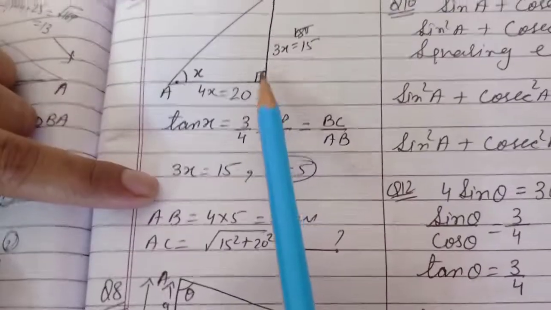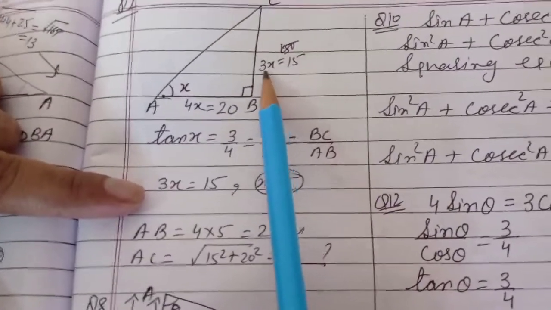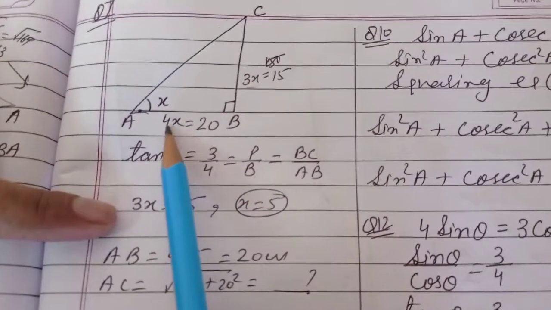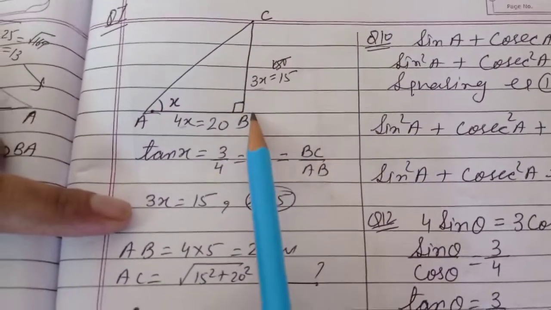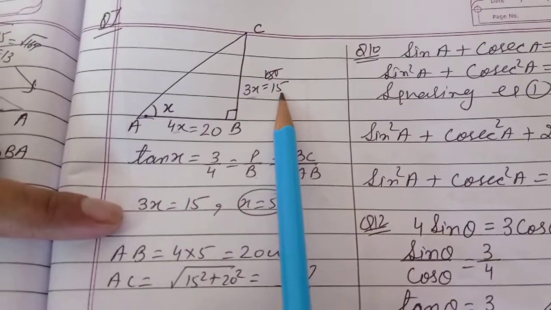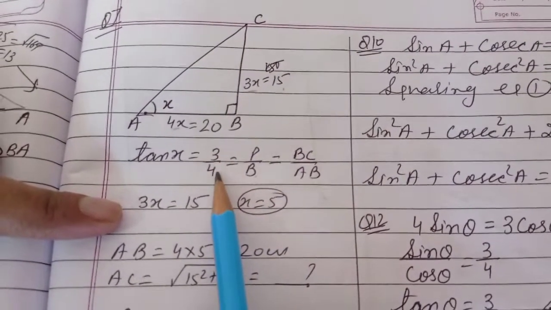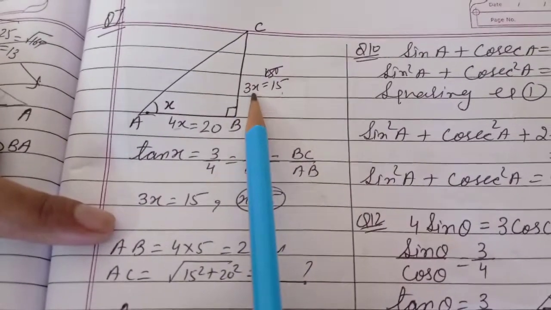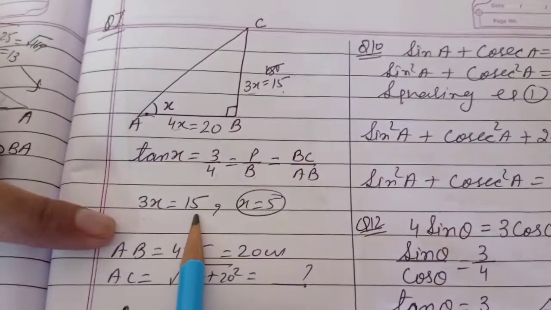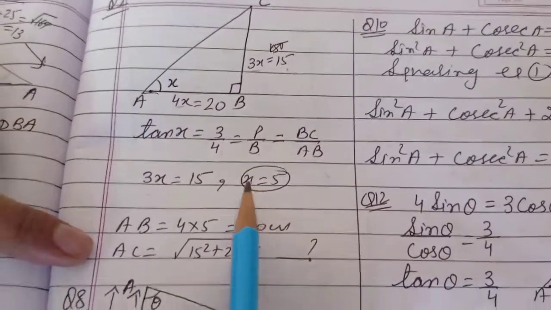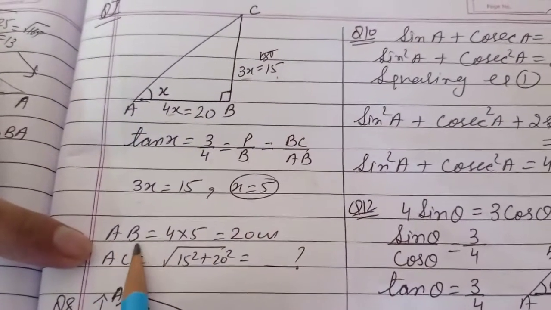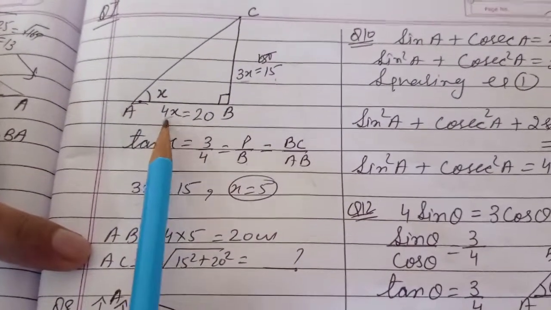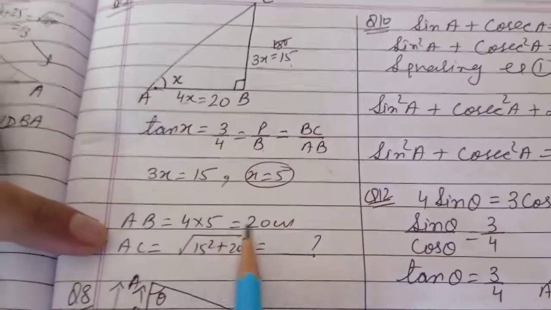Clear? Children, you must be thinking why I have taken 3x and 4x here. Because side BC's exact value is given as 15, and these are what? Ratios. These are not the exact values, these are ratios. That's why 3x is 15. Making use of this, I'll find the value of x. Now once we find x, we are asked to find the value of AB. What was AB? 4x, 4 multiplied by 5, 20.